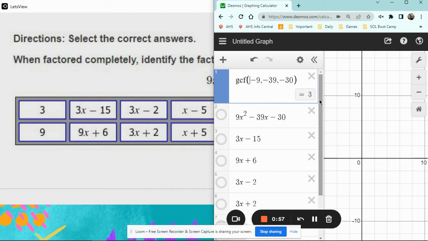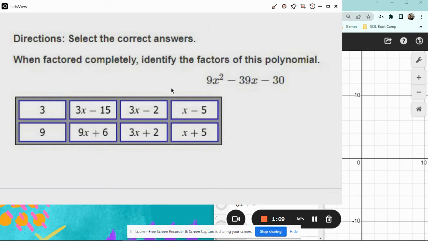So if your first number is negative, if this was a negative 9, then your GCF would have to be negative. But it's not. And so our GCF is just going to be that nice positive 3. So we're going to go ahead and circle that. Whenever you see numbers all by themselves like this as an answer choice, that tells you to always check for a GCF because you will probably have one.